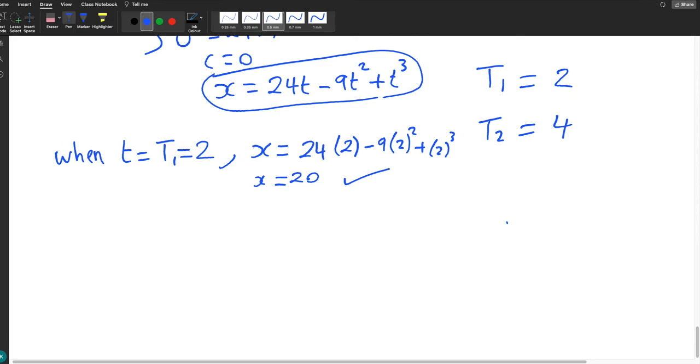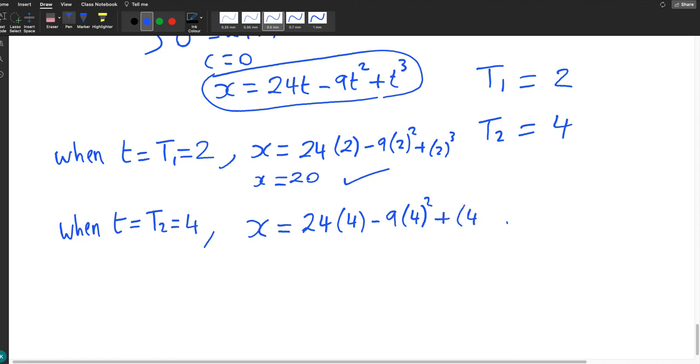Then it asks us to work out the value of x when t equals T2. So when t equals T2, which equals 4, then we know x is going to be equal to 24 lots of 4 minus 9 lots of 4 squared plus 4 cubed. Again, those brackets are just me explicitly showing where I've replaced t with the number that I'm substituting. Okay, this calculator is a bit dead. Minus 9 lots of 4 squared plus 4 cubed. And that's 16. x is equal to 16. That's it for this question, guys. Take care.